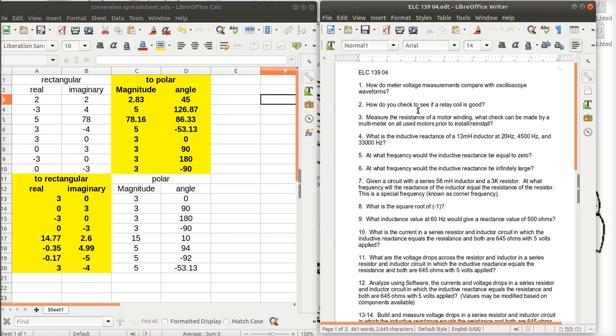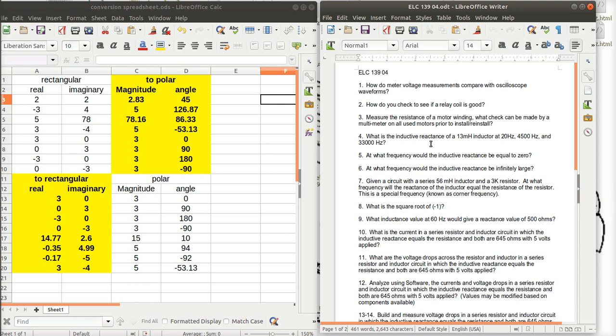How do you check to see if a relay coil is good? Same way you check an inductor to see if it's good. I think that's enough of a hint. Measure the resistance of the motor windings. And then what check can be made by a multimeter on all used motor windings prior to install or reinstall? It's a good habit to get into.